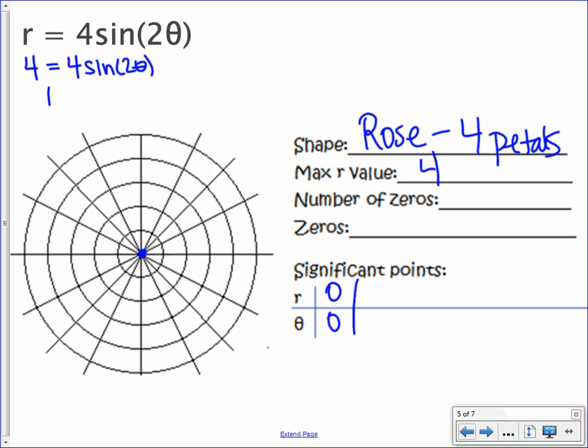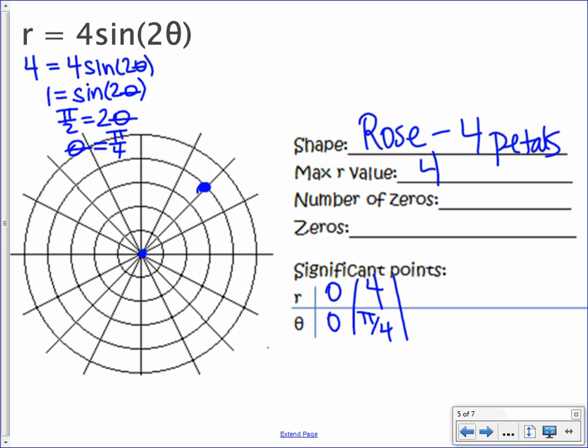If I divide by 4, that means 1 equals the sine of 2 theta. Where is the sine equal to 1? Good. So pi over 2 is going to equal 2 theta, which means our angle is what? Pi over 4. So at pi over 4, we have R is 4. So there's our first petal, okay?